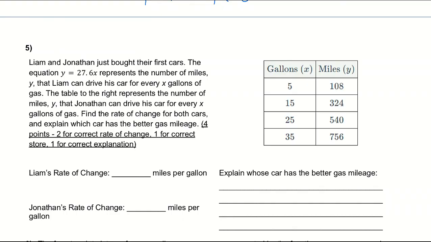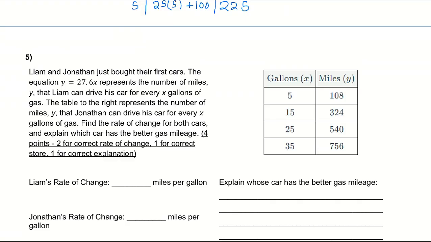So the problem says Liam and Jonathan just bought their first cars. The equation y equals 27.6x represents the number of miles y that Liam can drive his car for every x gallons of gas. The table to the right represents the number of miles y that Jonathan can drive his car for every x gallons of gas. Find the rate of change for both cars and explain which car has the better gas mileage. I will add this: rate of change is slope. Right? It said the table to the right represents the number of miles that Jonathan can drive, so this is going to be Jonathan's information.